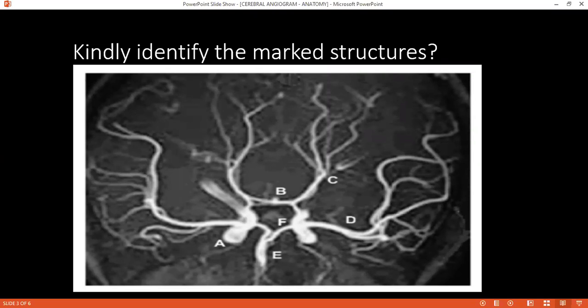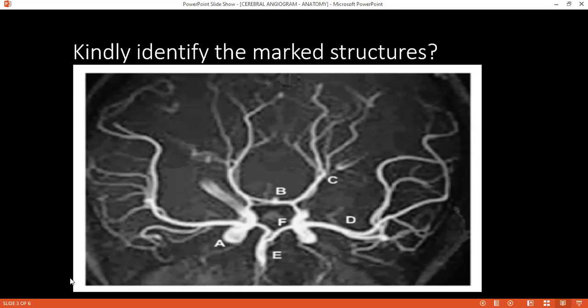The circle of Willis is formed when the vertebral arteries join to form the basilar artery, then it gives the posterior cerebral artery as a branch, which communicates with the internal carotid artery by the posterior communicating artery, which later on gives branches to the anterior cerebral artery from the anterior communicating artery. Okay.